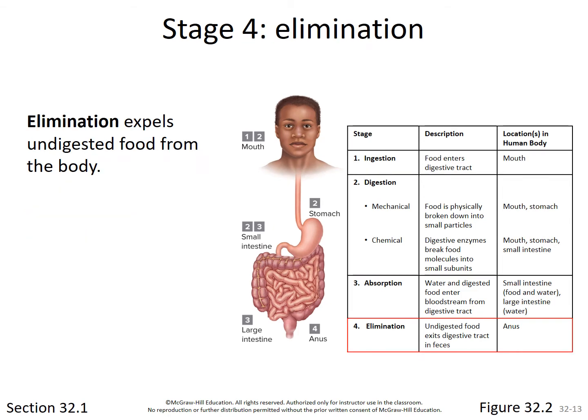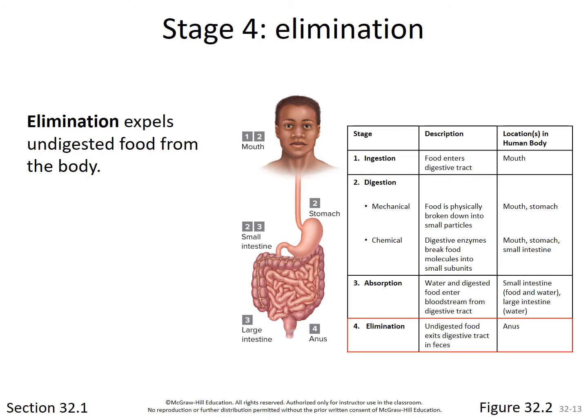In stage 4, elimination expels undigested food from the body. So our digestive systems are not 100% efficient. So there are always going to be some portions of what you eat that are not digested, and there may be portions of what you eat that in fact cannot be digested. A good example of the latter would be if you eat something that's got a lot of dietary fiber in it.